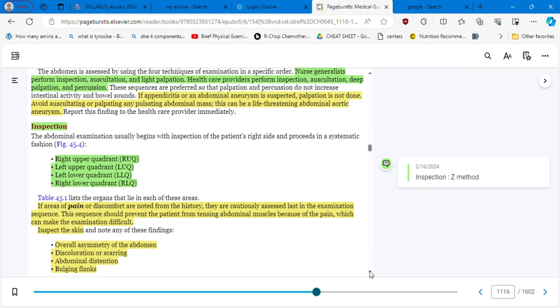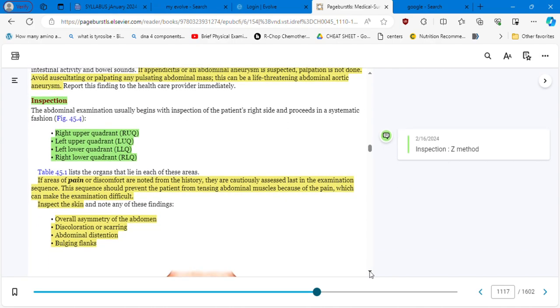In terms of inspection, we are going to use the Z method, going from the right upper quadrant to the left upper quadrant, and then to the left lower to the right lower quadrant. That's the Z method. If areas of pain or discomfort are noted from the history, they are cautiously assessed last in the examination sequence. This sequence should prevent the patient from tensing abdominal muscles because of the pain, which can make the examination difficult.